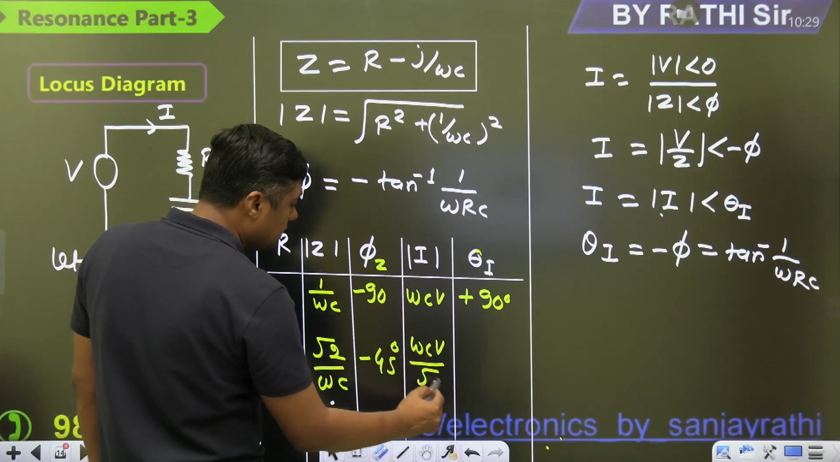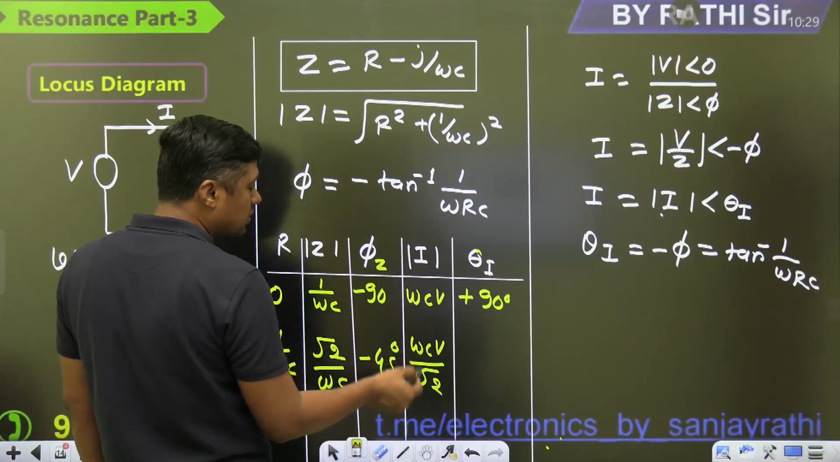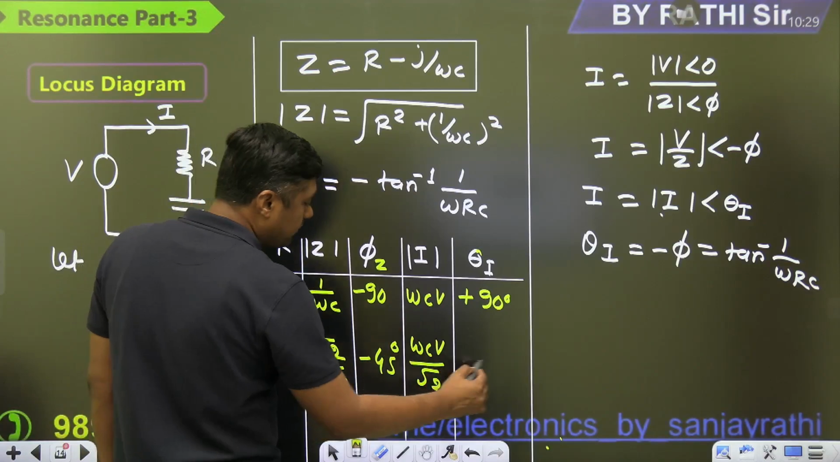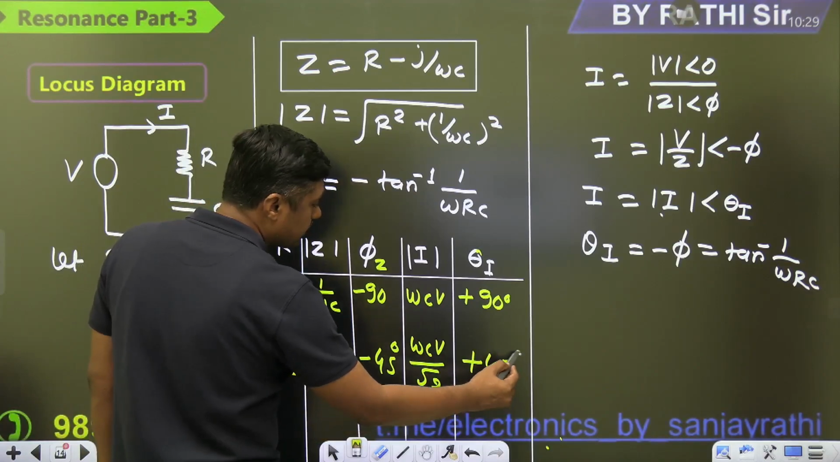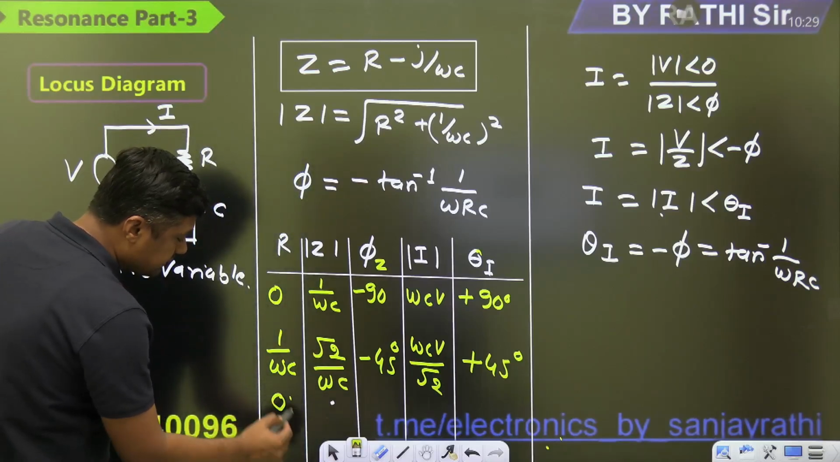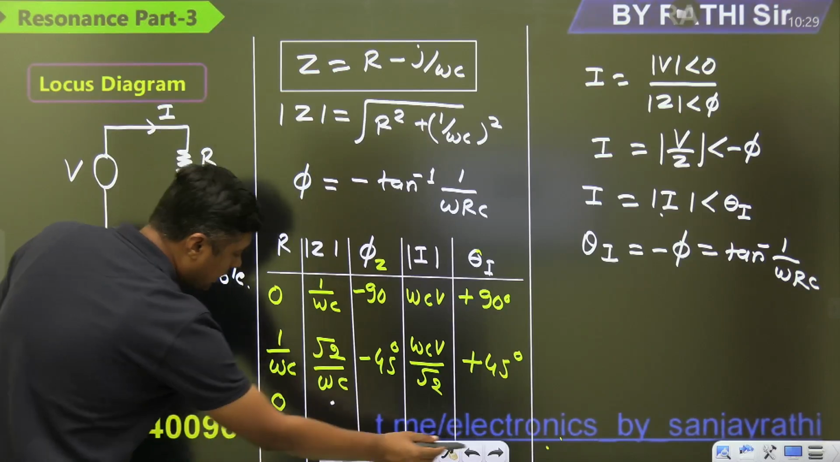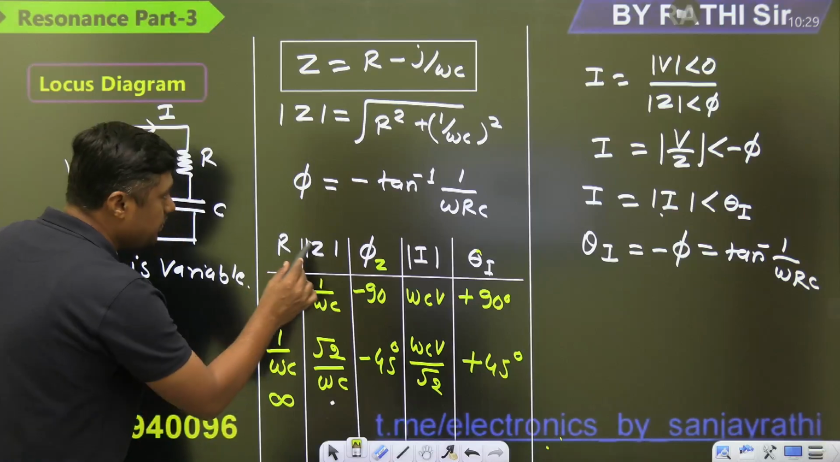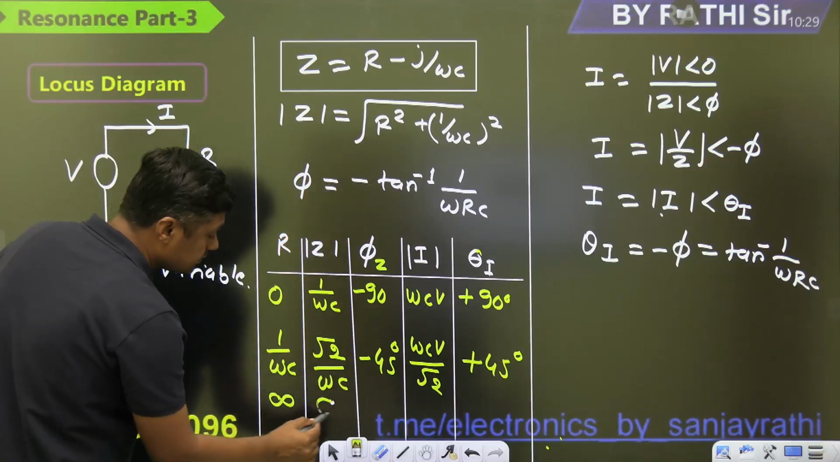This is the maximum current, and it will become 1 by root 2 of that value. If this is minus 45, this will become plus 45. Finally, you can take R equal to 0 or infinity. If R is infinity, the impedance will become infinite.